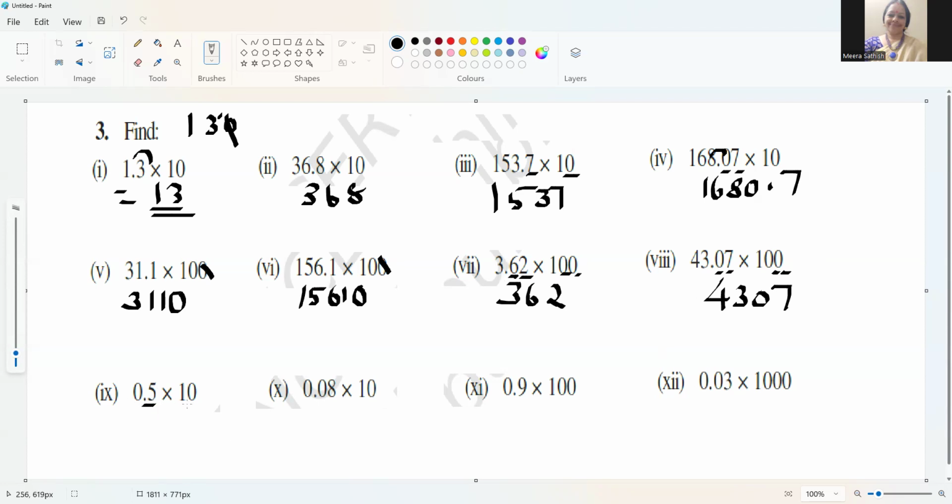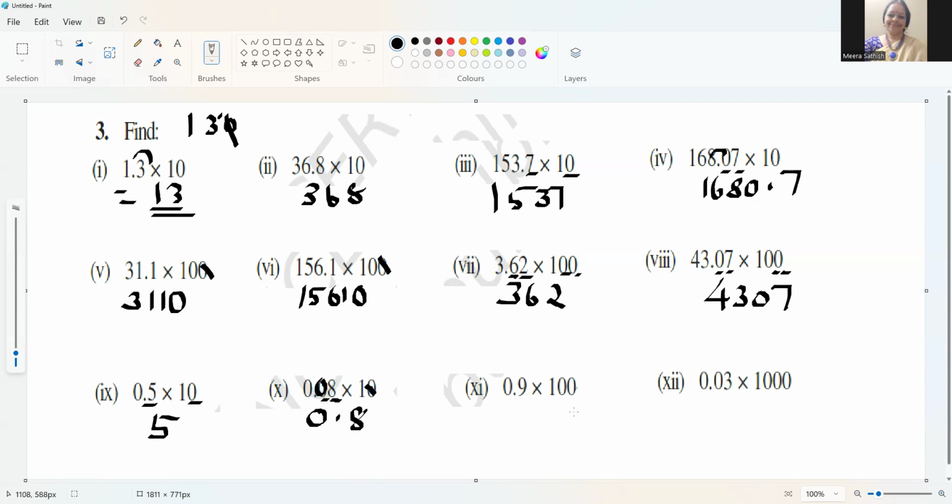0.5 into 10, one decimal, one 0. So it is 5. Here 2 decimals but only one 0. So one 0 can cancel only one decimal place, so one decimal place will remain. So this will become 0.8. Only this 0 will be removed from the decimal, 8 will remain.